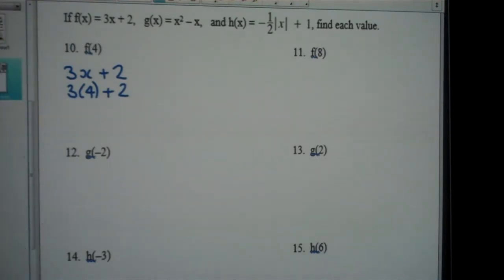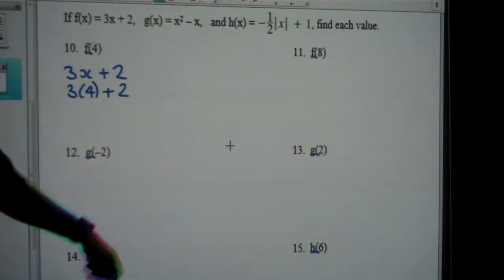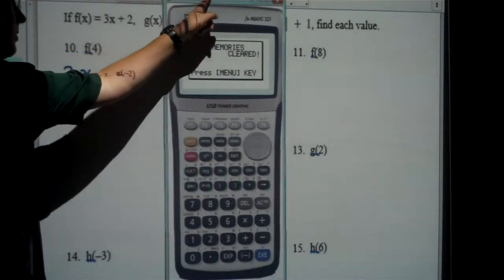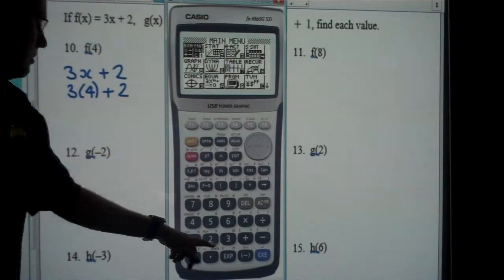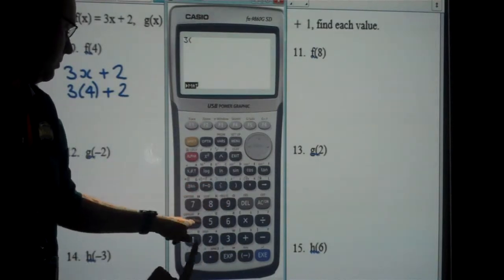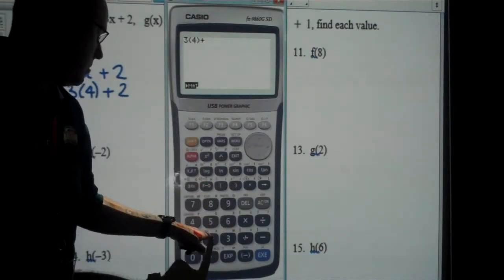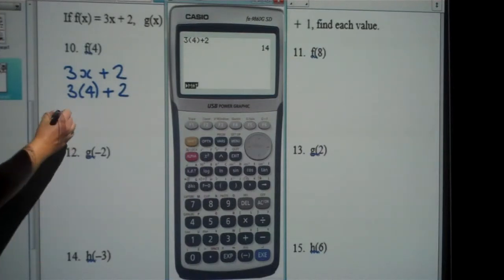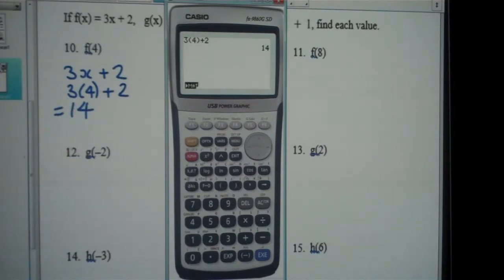Now you can do this straight on your graphing calculator. We can just type these straight in. So if I click menu and then run, I can type this in just as it appears, using the parentheses. And the answer is just 14.